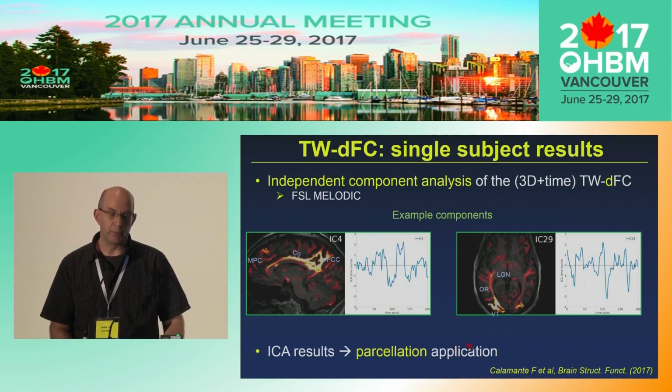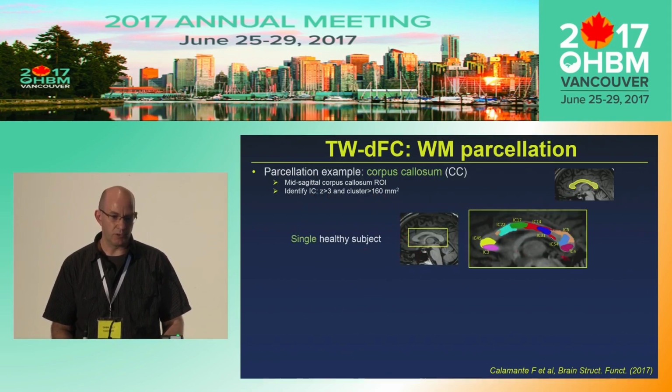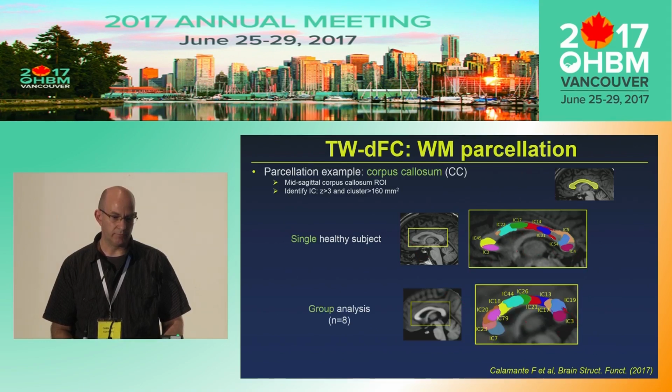For example, we can use it for parcellation. This is illustrated here for looking at the mid-sagittal corpus callosum. If you take the mid-sagittal corpus callosum and you take all your components, as I say, I think there are about 60 or so for the data we had, and you threshold those components at a given intensity for a given cluster size, this is what you get, for example, for a single subject, and this is what you would get for a group of 8 subjects.